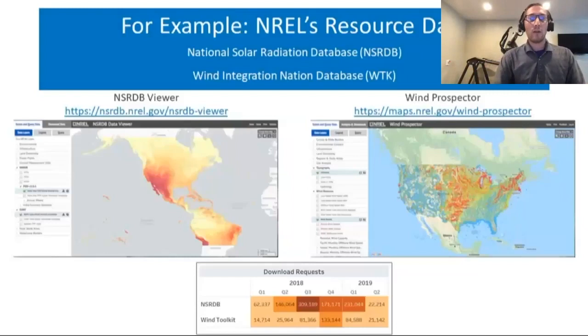That said, we still have significant interest in the data. This is a historical look at the requests through these websites. We're looking at tens to hundreds of thousands of requests a quarter for this data.